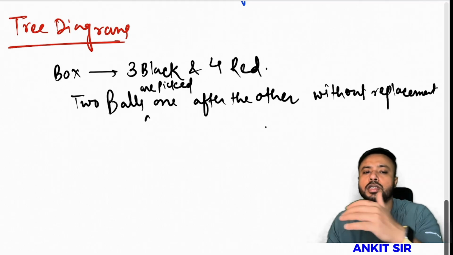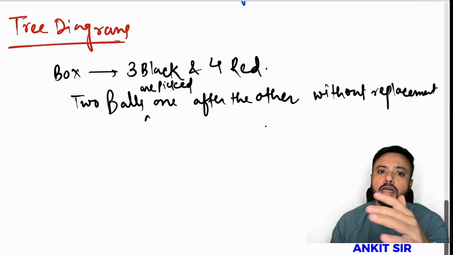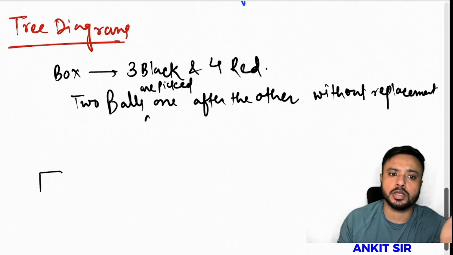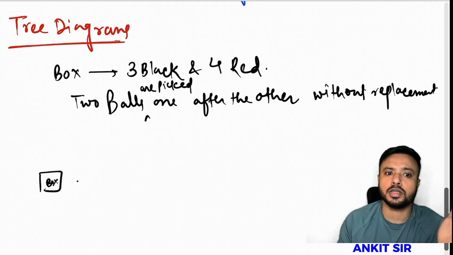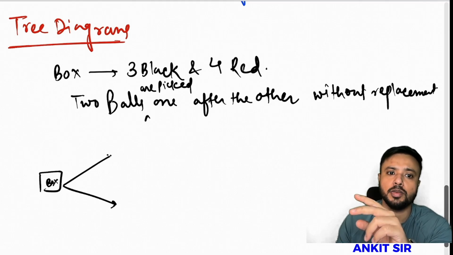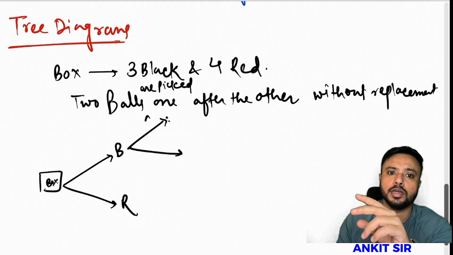Now you need to understand that to figure out the individual probabilities, like what is the probability of picking a ball at each stage, we basically draw the tree diagram. So this is my box. In this box, we have 2 kinds of balls, black and red. The first pick is represented by this first branch: black and red. Now the second branch represents the second pick: black, red, black, red.